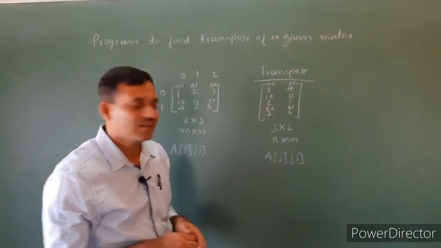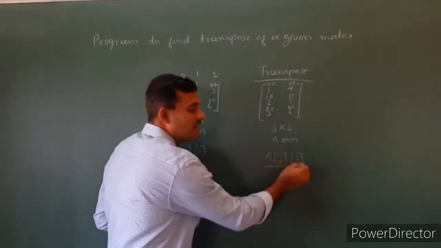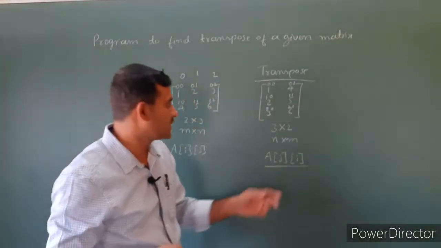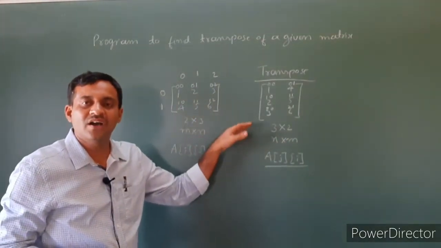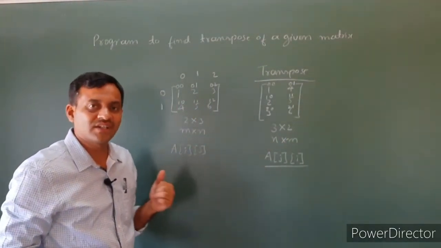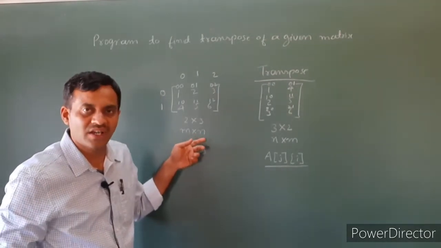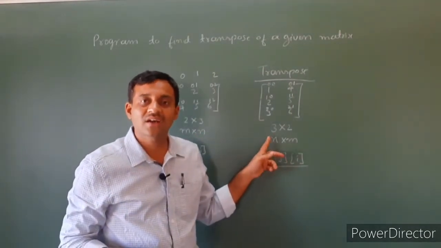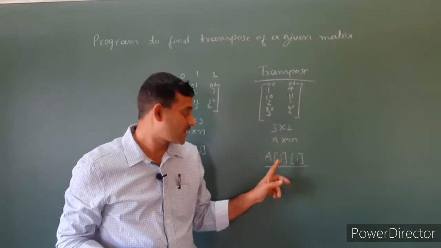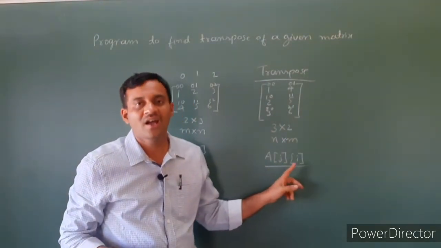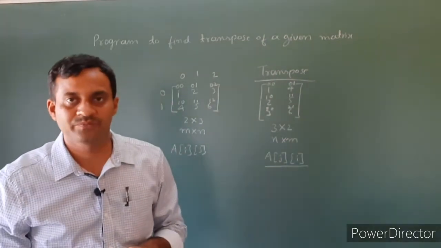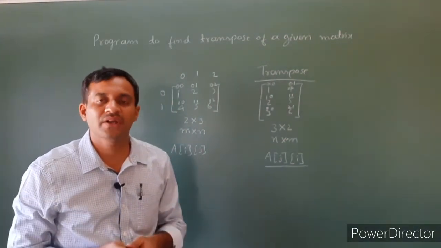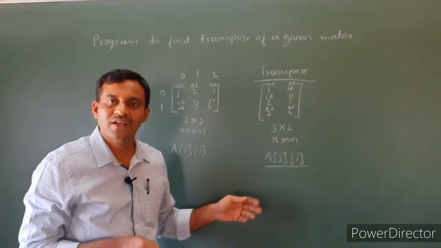So this is the technique in transpose. What is the technique here? We just have to interchange the index values. Also we have to interchange the order of the matrix, because after transpose the order also changes. First it is m cross n, then it becomes n cross m, and the index values change to j i. Using these two techniques we write a program to find the transpose of a matrix. Let's write the program.